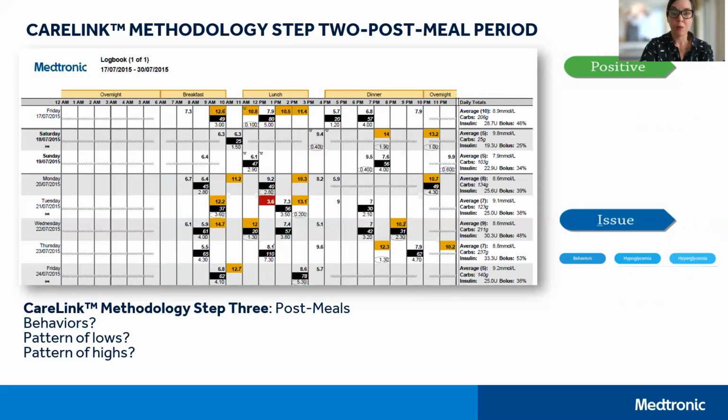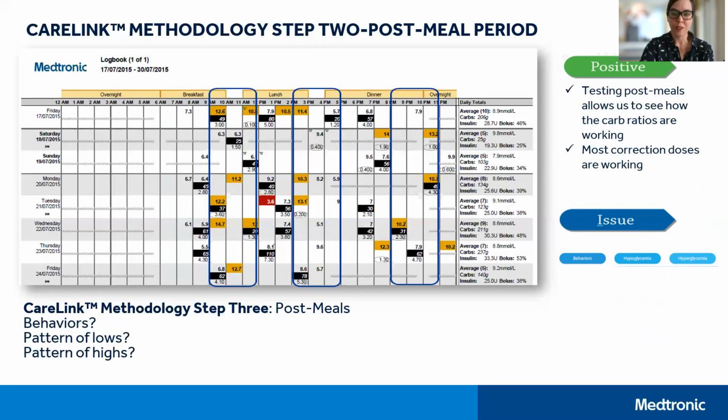And then we do the same thing with the post-meal period. So here you can see after breakfast, after lunch, and the after dinner period. We're always going to do our positives first. So lots to look at here, including the fact that the carb ratios seem to be working and that most correction doses, when needed, are working.